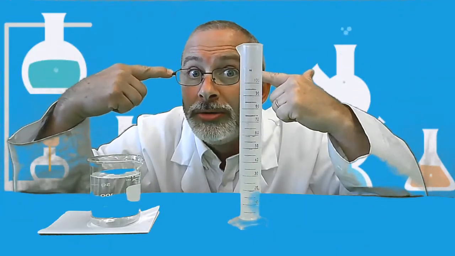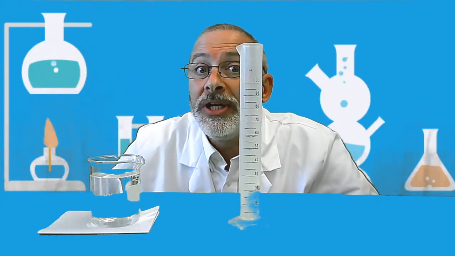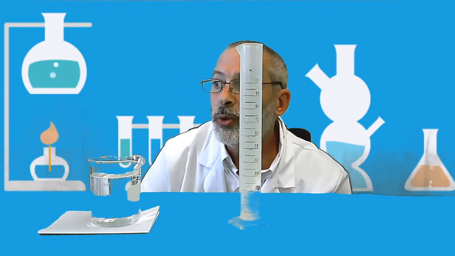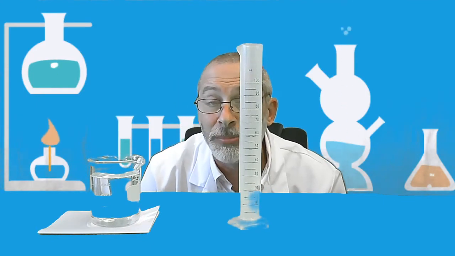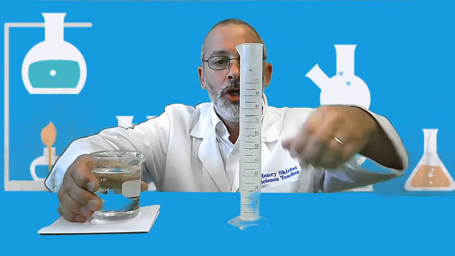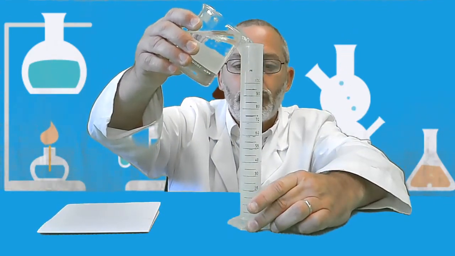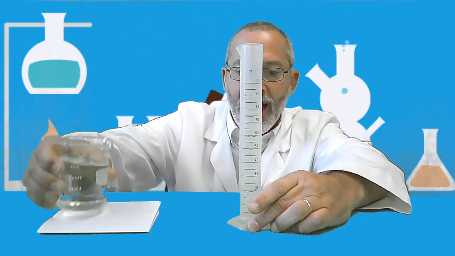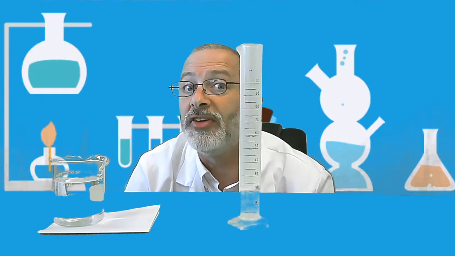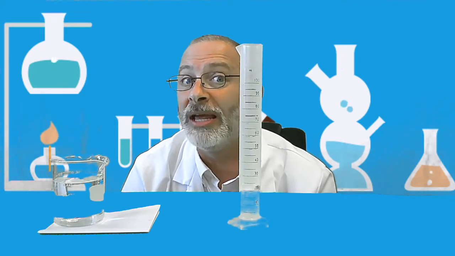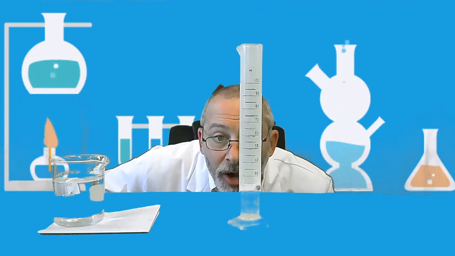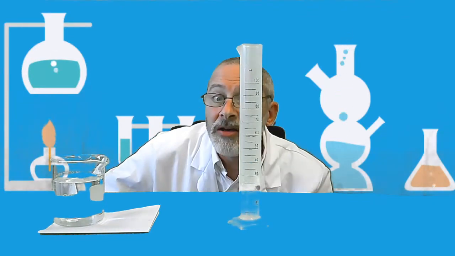Remember where your eyeball should be when reading a graduate. It should be level with the level of the liquid inside the graduate. Right now, that happens to be 0, so your eye should be way down at the bottom of the graduate until you start pouring some water into the graduate. And when you do that, that liquid forms a curved surface, and yell out if you remember the name of that curved surface: meniscus. You want your eyeball to be level with the bottom of the meniscus.